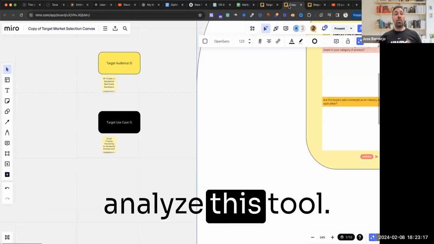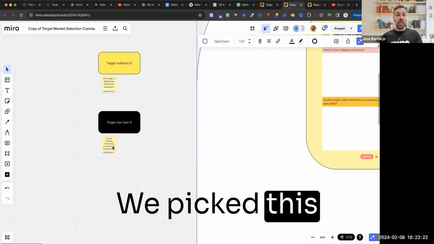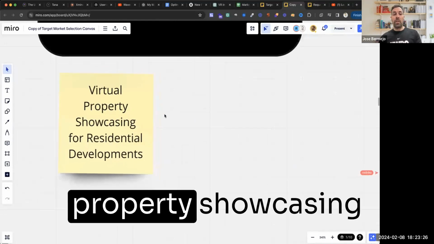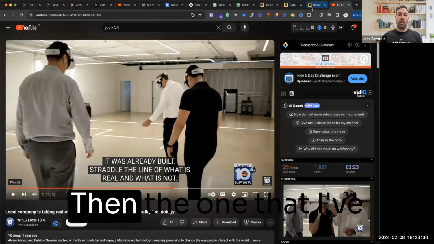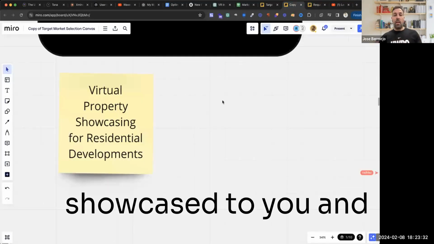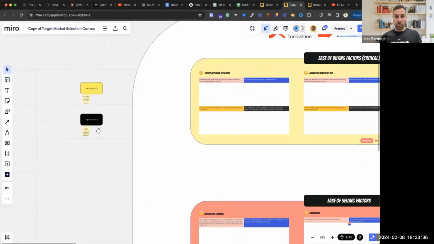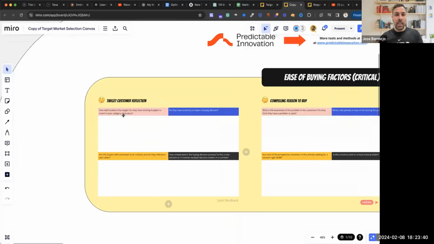Now let's analyze this tool. We're launching this tool to the market. We don't know where it fits. We picked this target use case: virtual property showcasing for residential developments, the same use case that I've showcased to you. And we're going through all the thinking. This is a discussion. This is teamwork, okay?